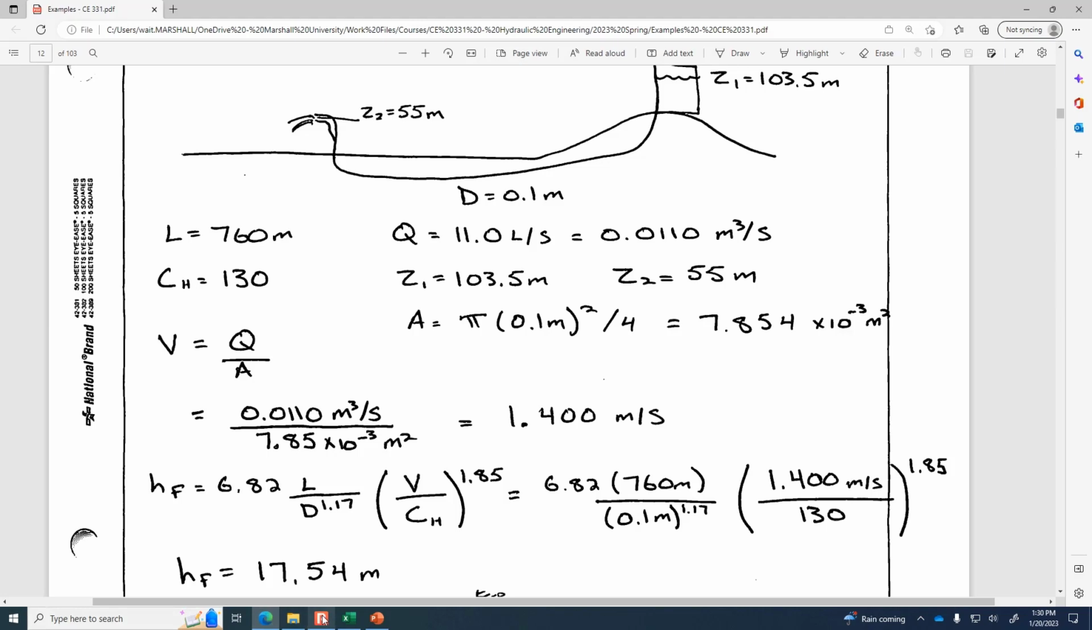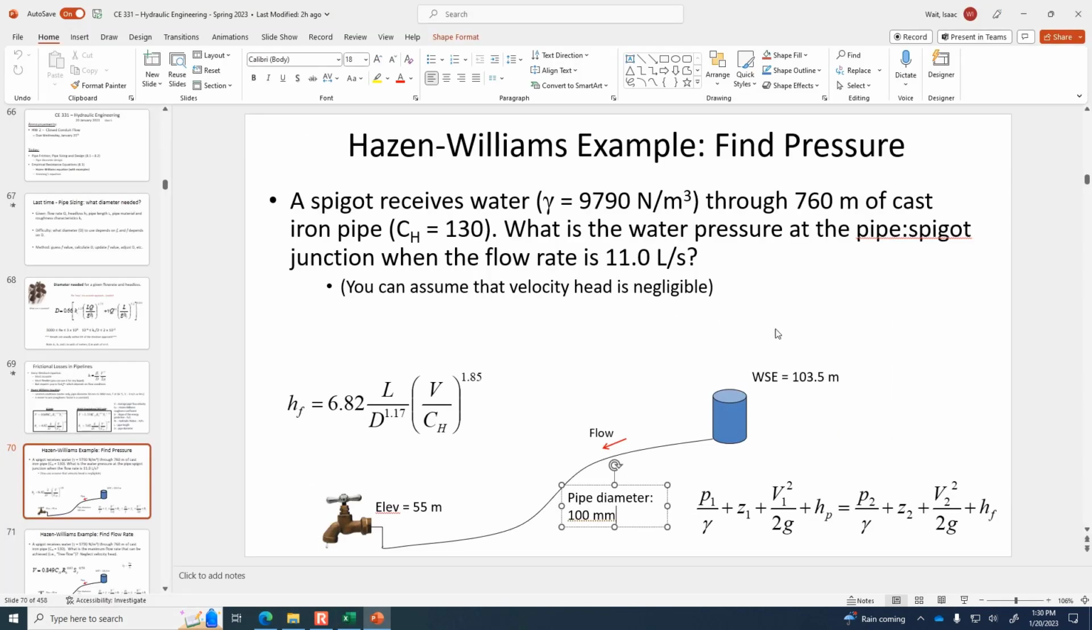Okay, I've written the energy equation on the whiteboard. Now let's look at the diagram here. Location 1 is going to be in the tank. And what I mean specifically is location 1 is going to be here in the tank where it's in contact with the air. So 1 is at the surface of the reservoir.